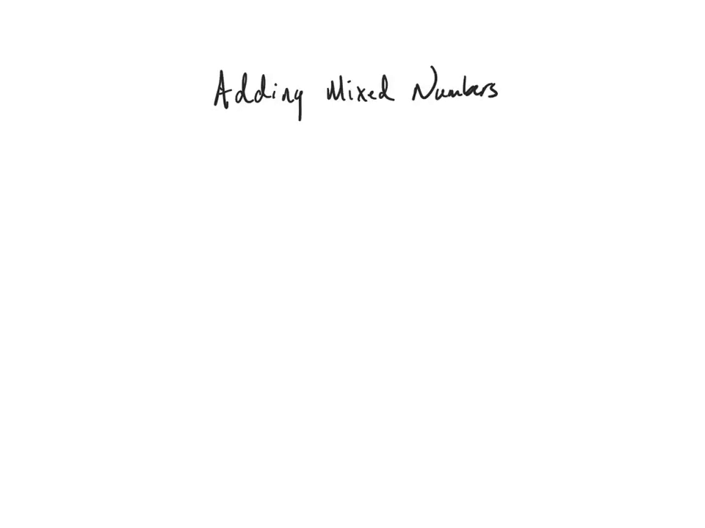In this video, I'm going to show you how to add mixed numbers. So let's say we have 3 and 1/4 plus 2 and 4/5. Anytime I'm adding or subtracting fractions, I write them vertically.